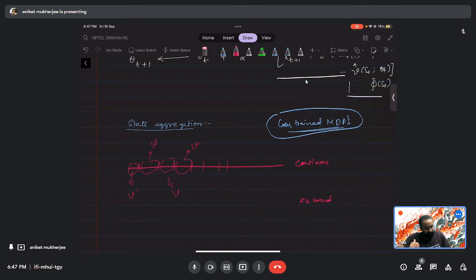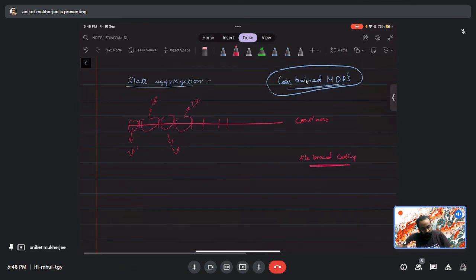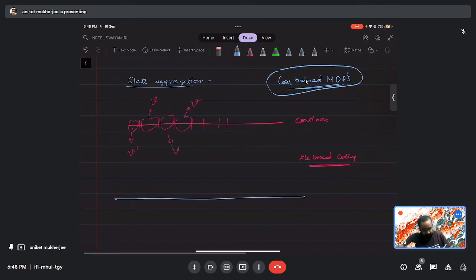Next there is tile-based aggregation, tile coding. In tile coding, you have one tiling like this. Then what you do is you shift your bins slightly to the right.